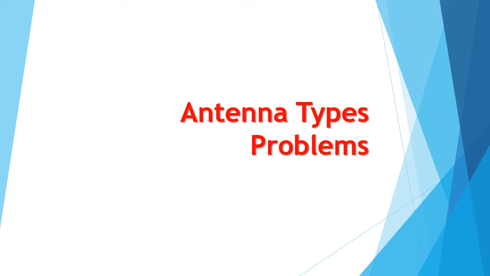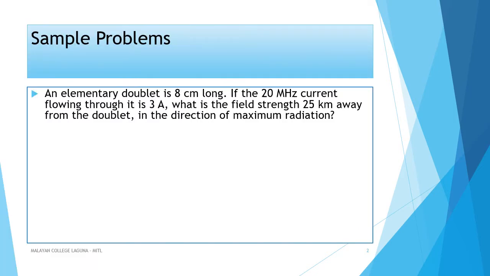In this lecture, we'll be discussing problems concerning the previous lecture's formulas. Let's have a look at the first problem. An elementary doublet is 8 centimeters long. If the 20 megahertz current flowing through it is 3 amperes, what is the field strength 25 kilometers away from the doublet in the direction of maximum radiation?